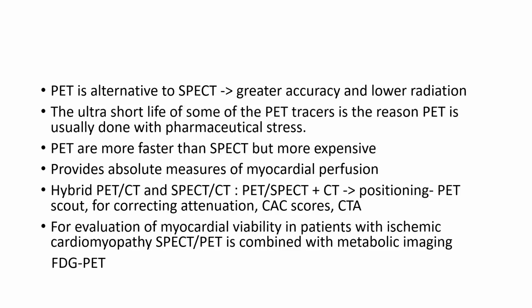When such imaging modalities are combined with CT, it is considered a hybrid PET or SPECT with CT. This is usually done for positioning of the PET scout, for correction of attenuation, and for calculating the CAC scores. For evaluation of myocardial viability in patients with ischemic cardiomyopathy, SPECT or PET is usually combined with metabolic imaging, that is FDG PET.